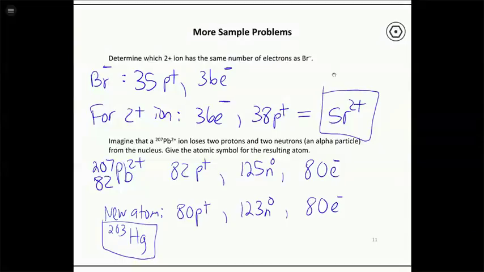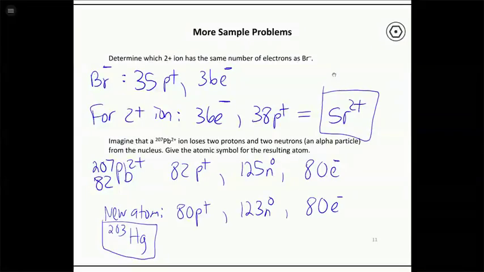So we won't talk in detail about nuclear chemistry, but it is possible to convert one element into another if you're able to add or remove protons and neutrons from the nucleus, which in certain situations you can, but it's not a very easy thing to do.